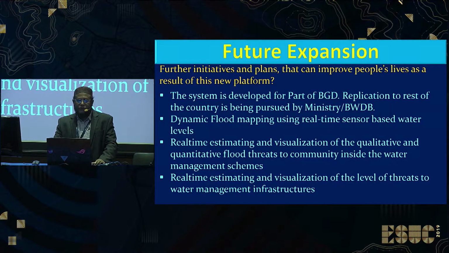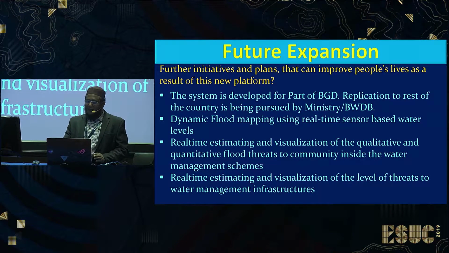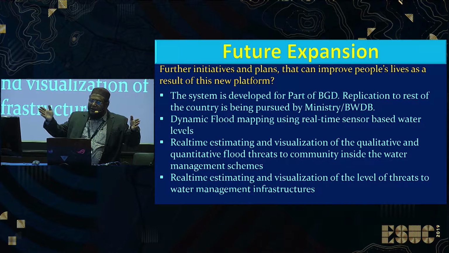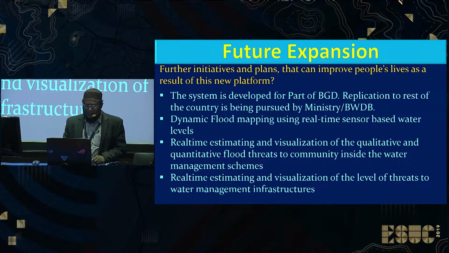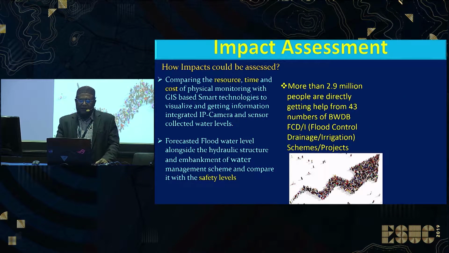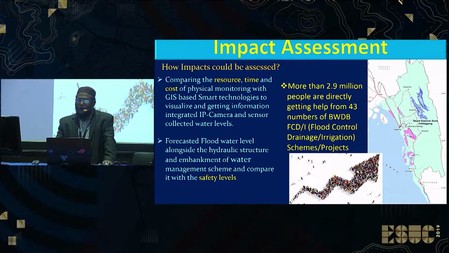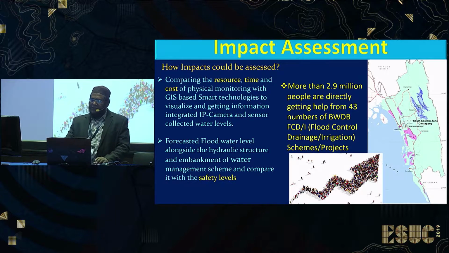The future expansion scope is that it should be replicated to other areas. Government has already taken initiatives, and dynamic flood mapping is a scope that when we get the sensor water level, dynamically it will show the flood extent. That area we will be working in future. Real-time estimation, visualization of the qualitative and quantitative flood. And then we have done impact assessment. It can be done in many ways. We have considered resource, time, cost, and safety levels. In the study area, more than 2.9 million people are directly getting help from these 43 BWDB schemes.